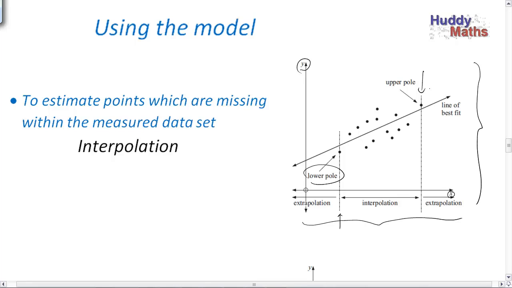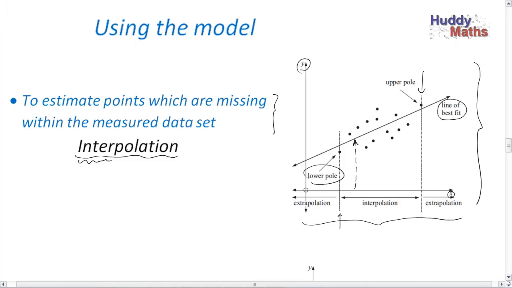Now, the first thing we can do is what I put over here: to estimate points which are missing within the measured data set. So, in other words, when the mass was that, what would you expect the extension to be, using our line of best fit? So what we're going to try and do is that. And that's interpolation. Inter means between. Working out values between the given points of the data set. Points are missing within the measured data set.